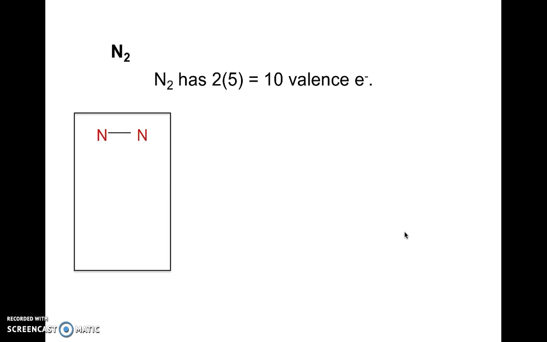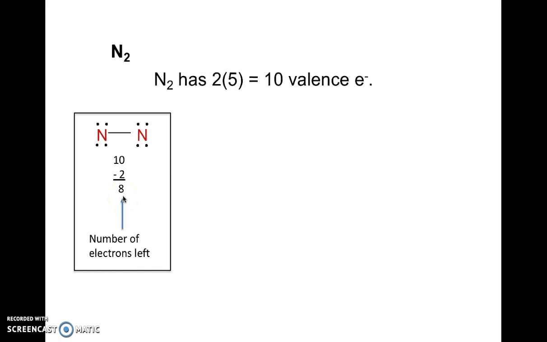We've got N2. So there are 2 N's. Each of those has 5 valence electrons. So I've got a total of 10 electrons to work with. Now we don't really have a skeletal structure here because we don't have a center atom. So I'm going to put my 2 N's next to each other and bond them. I had 10 electrons. I take away 2 for this one bond and I get 8 remaining.